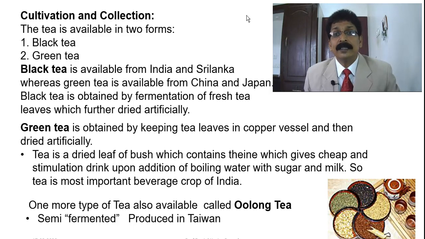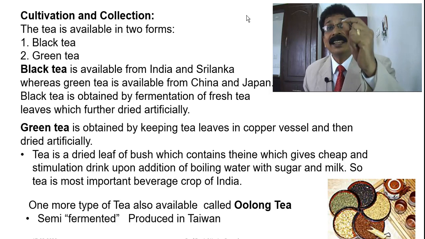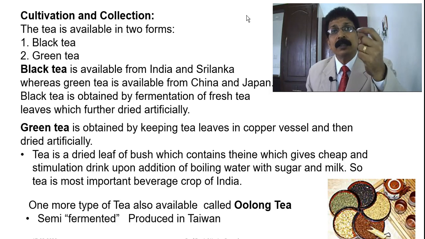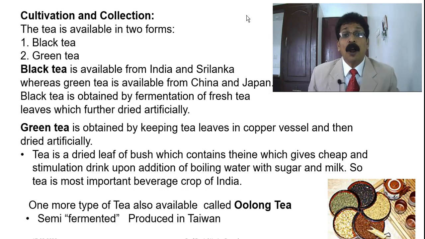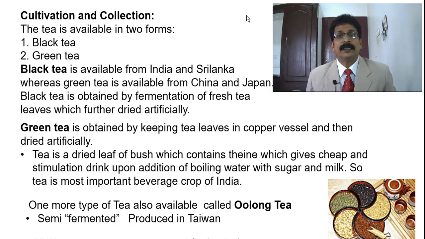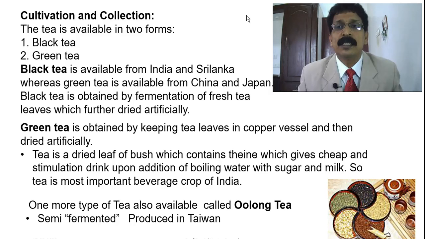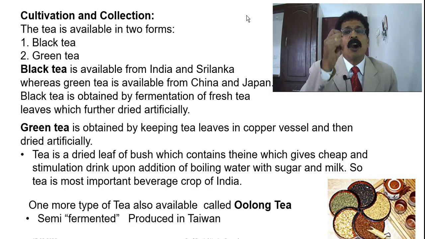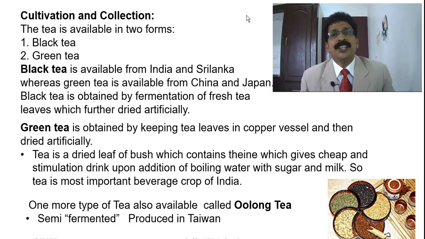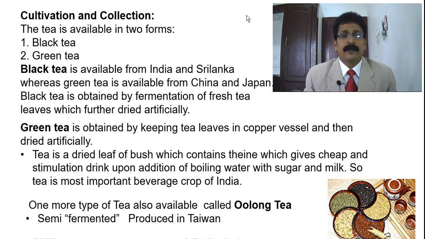Upon adding, what is this thein? Thein is caffeine. We are talking about caffeine only. Understand? Upon addition of boiling water with sugar and milk. So tea is a common, important beverage crop in India.